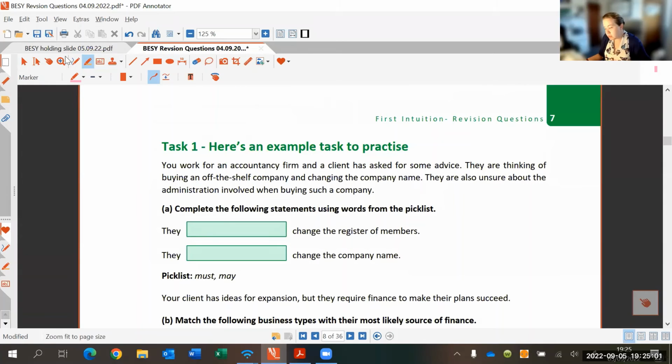So there's not a huge amount of questions in this task one, and as I said before, a lot of it is filling in blanks, drawing arrows, linking things up, and maybe making some drop-down box decisions. So task one is very scenario based, so you will be given a scenario like we've got in this section here. So we're being told that we're working for an accountancy firm, and a client that we've got has asked for some advice. They are thinking of buying an off-the-shelf company, and they may look to change the company name.